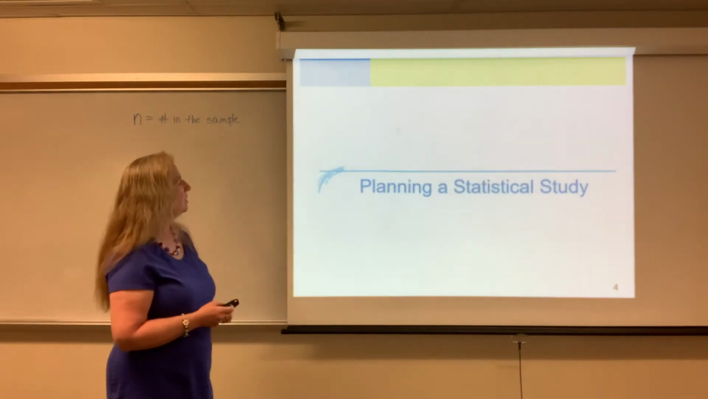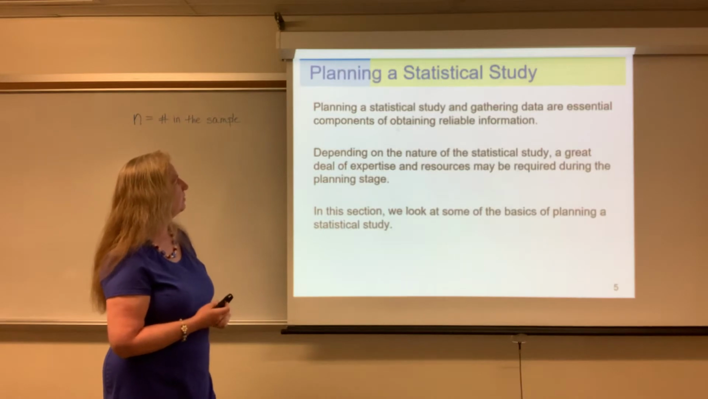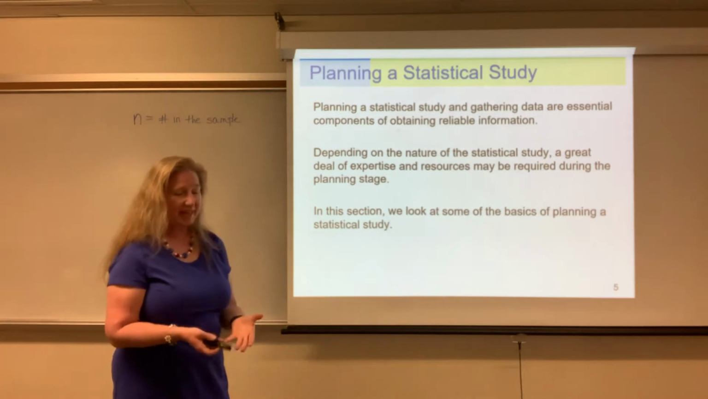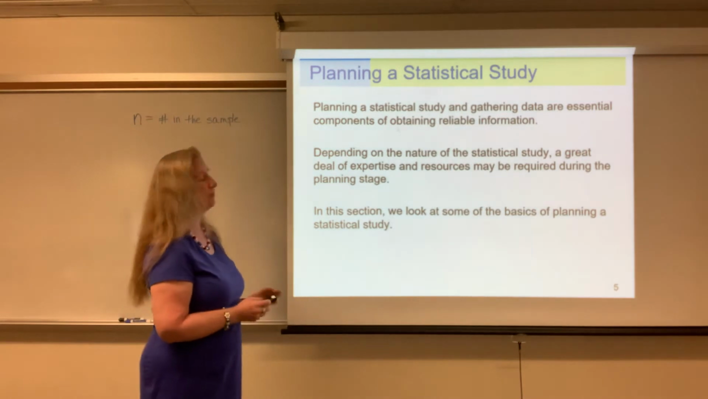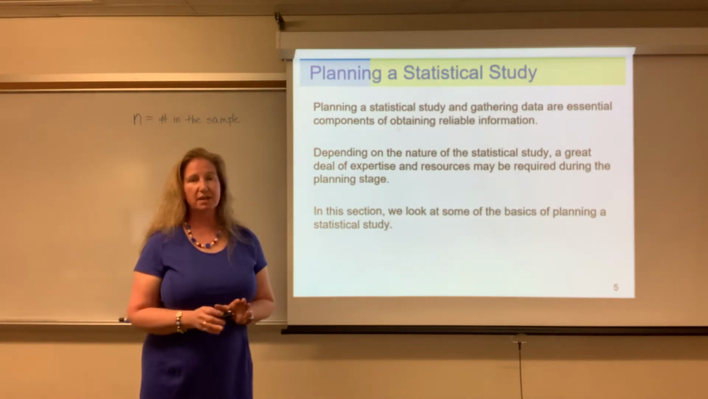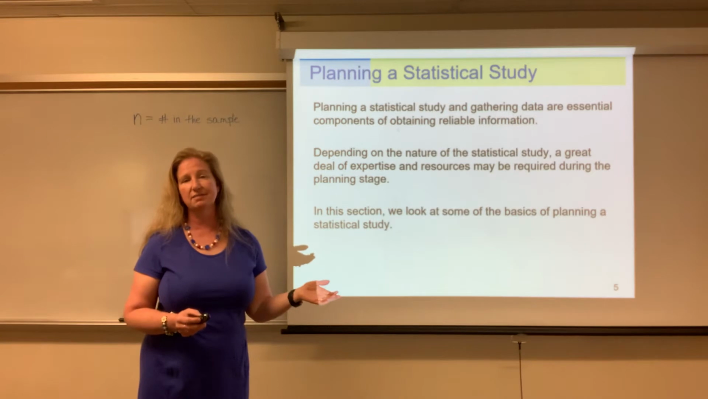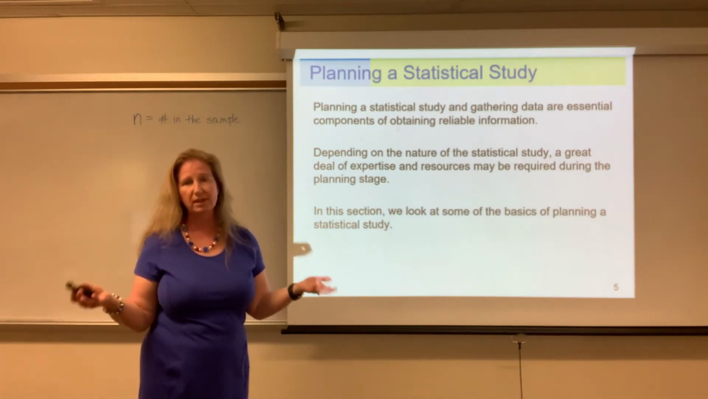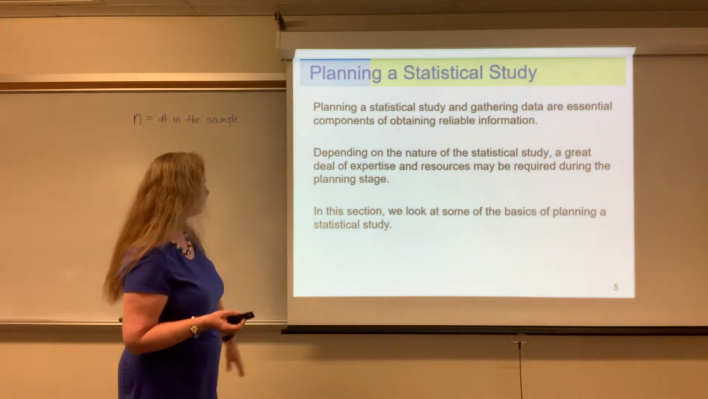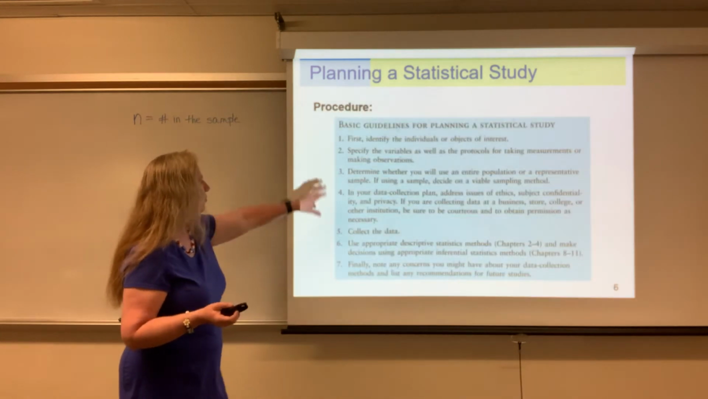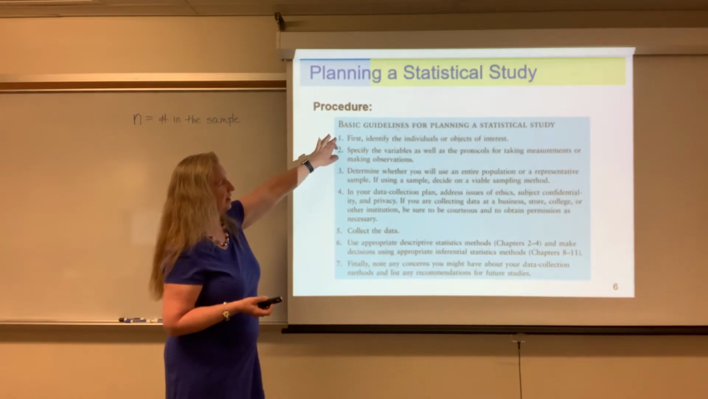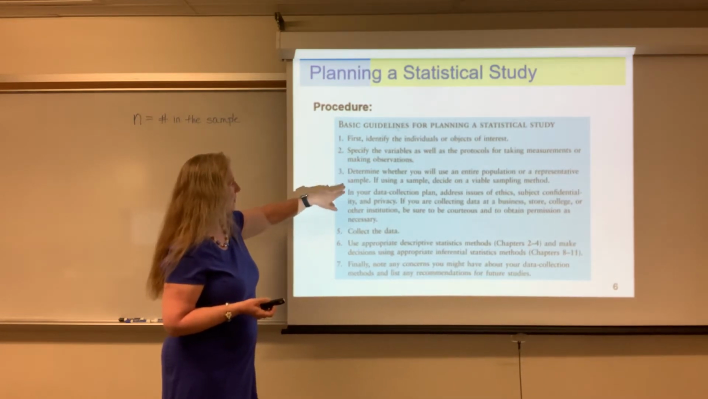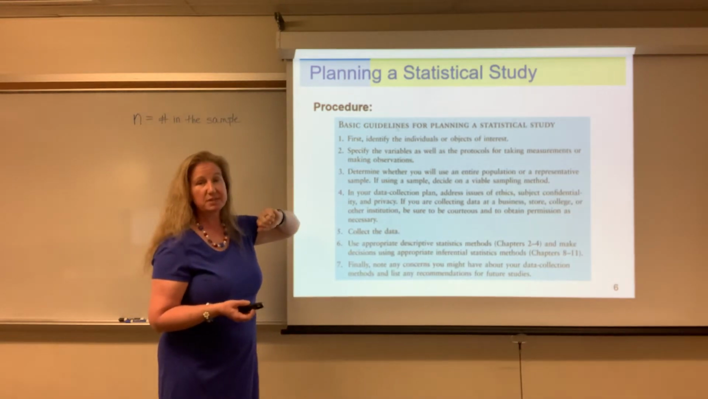Okay, so planning a statistical study. So we're going to plan a statistical study and gather data in order to have good results that are reliable, that we can make decisions on. We've all heard in the news, all the criticism is they made decisions on studies that were done poorly or incorrectly or didn't make sense. So I'm going to quickly read through these steps. So identify the individuals or objects, specify the variables, and how are we going to take those measurements.